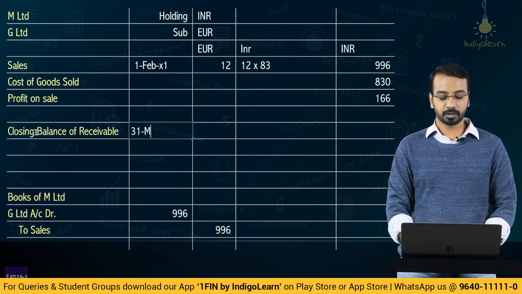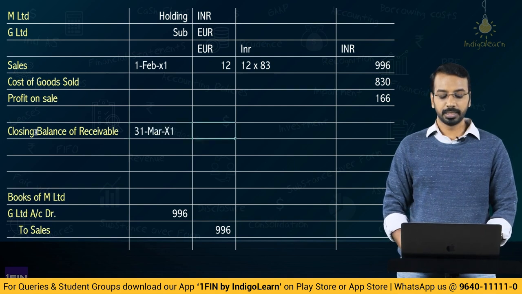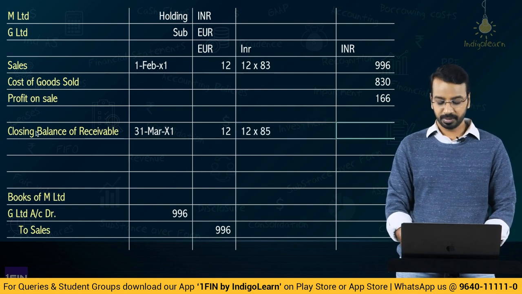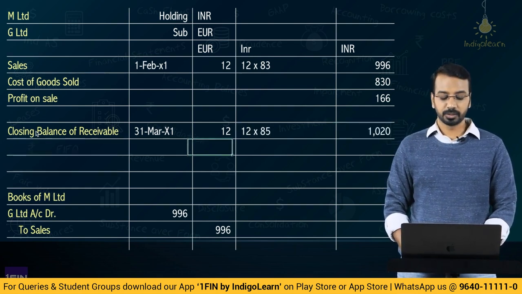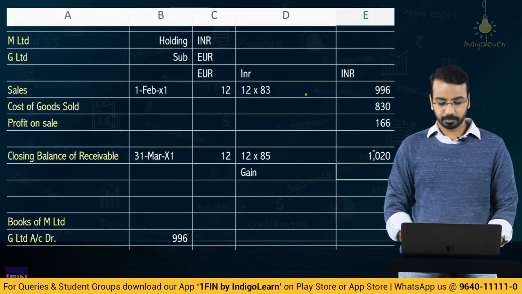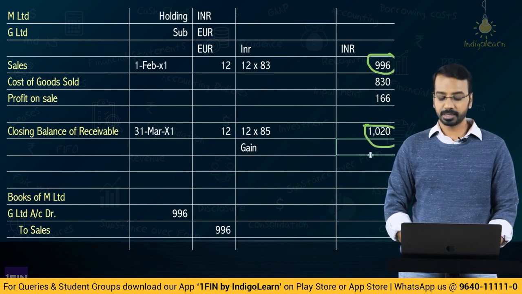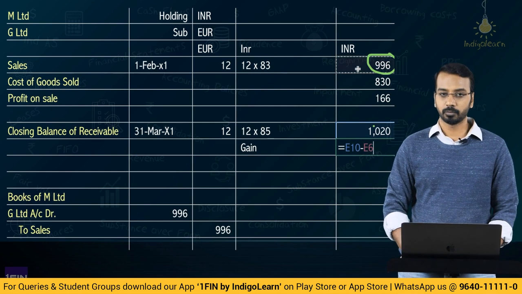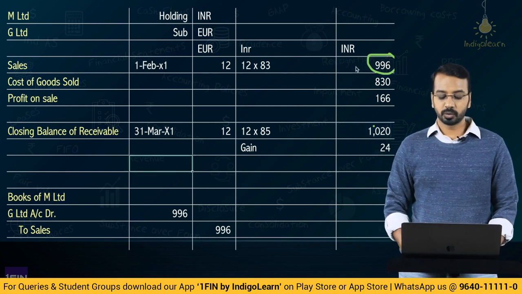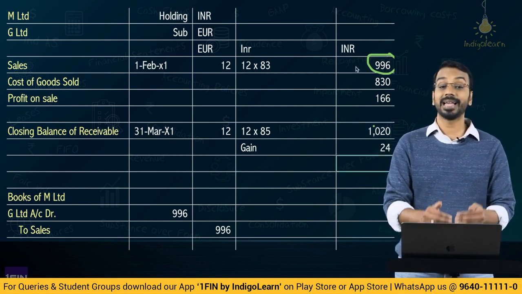Receivable on 31st of March of year 1, how many euro? 12 lakhs euro. 12 multiplied by 85 is the rate. So 85 multiplied by 12, you get 1020. So there is a gain. That gain is the comparison between this 1020 and 996. So there is a gain of 1020 minus 996, that comes to 24. Okay, right. So gain is 24. 24 what? 24 lakhs INR.